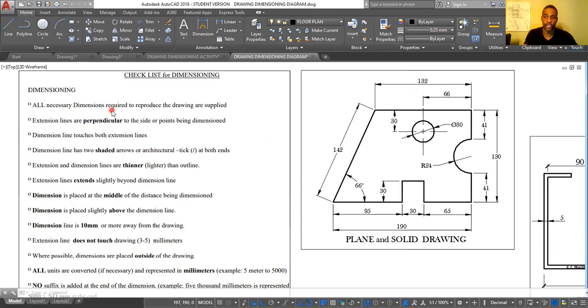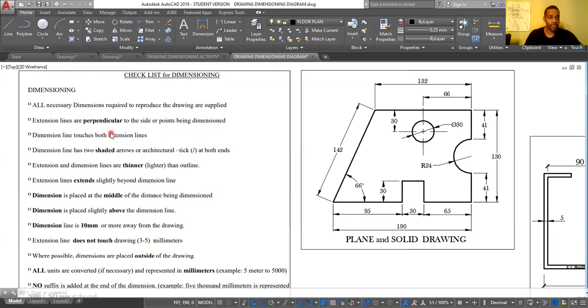Before submitting your drawing, it's advisable that you go through a similar checklist like this. First, check to ensure that all necessary dimensions required to produce the drawing are supplied. So ask yourself this question: would I be able to produce this drawing from the dimensions given? Will I be able to draw this figure from the dimensions given? If not, then that drawing would need additional dimensioning.